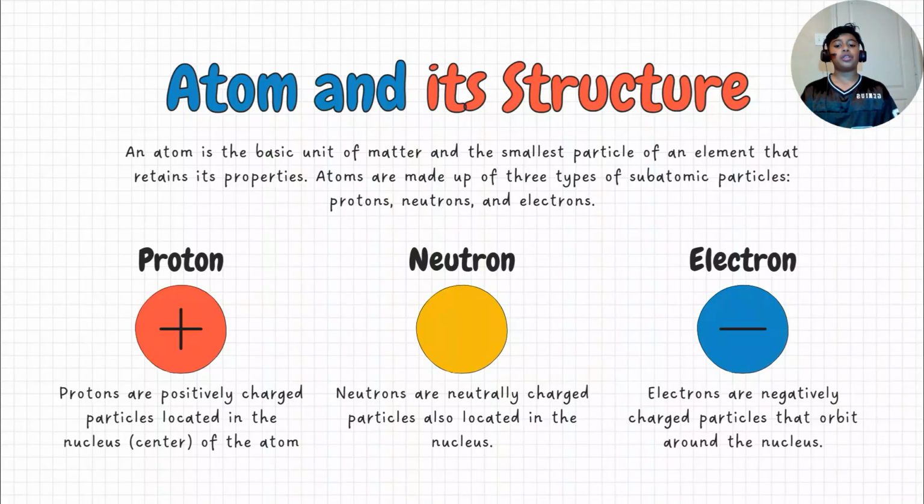Next we have the neutron. Neutrons are neutrally charged particles also located in the center. And finally we have the electron. Electrons are negatively charged particles that orbit around the nucleus. And I might not have talked about neutrons in the atomic model, but Ernest Rutherford's student discovered the neutron.